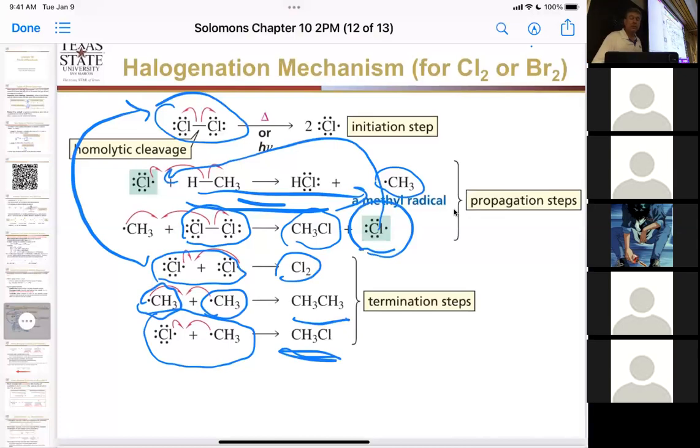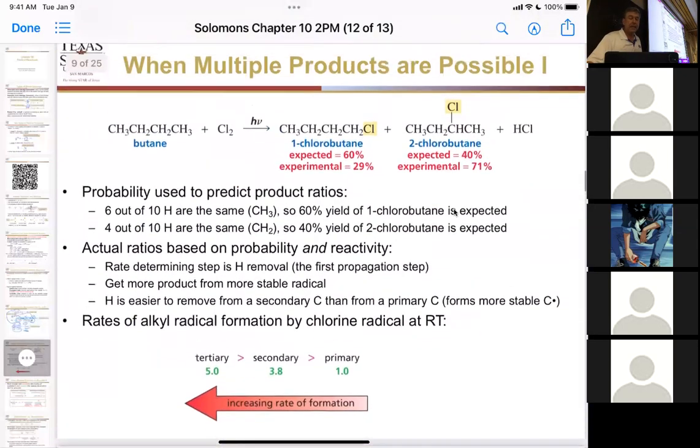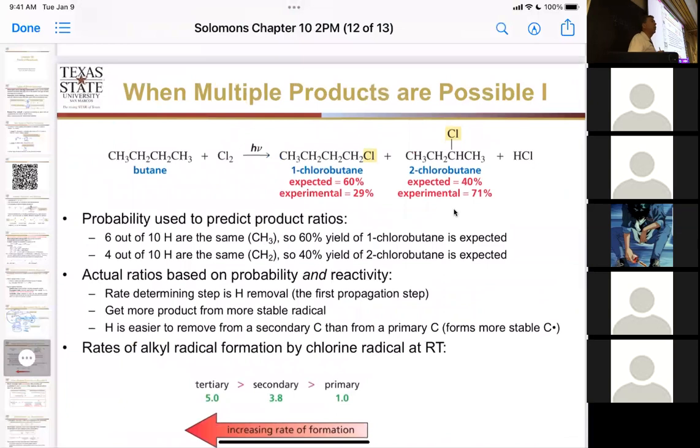So this only works for chlorine and bromine. It doesn't work for iodine or fluorine. Fluorine's too reactive and iodine's actually endothermic, so that doesn't go. So this is good for chlorine and bromine. All right, so now let's figure out what kind of products we're going to get out of this.